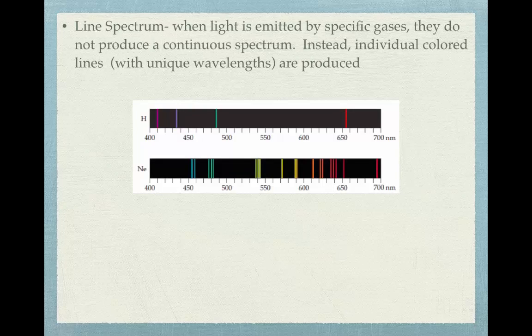The other type of spectrum is a line spectrum. In a line spectrum, when light is emitted by a specific gas, you will not have a continuous spectrum. Instead, you're going to have individual colored lines, and each of those lines has a specific wavelength. So if you notice right here, the top one is the line spectrum of hydrogen. You've got very specific wavelengths, as can be seen below. It's measured in nanometers. When these are combined together, that's the light that you see when you excite a specific gas. So neon has a greater number of line spectra, but again, it's not continuous. They are very specific wavelengths.